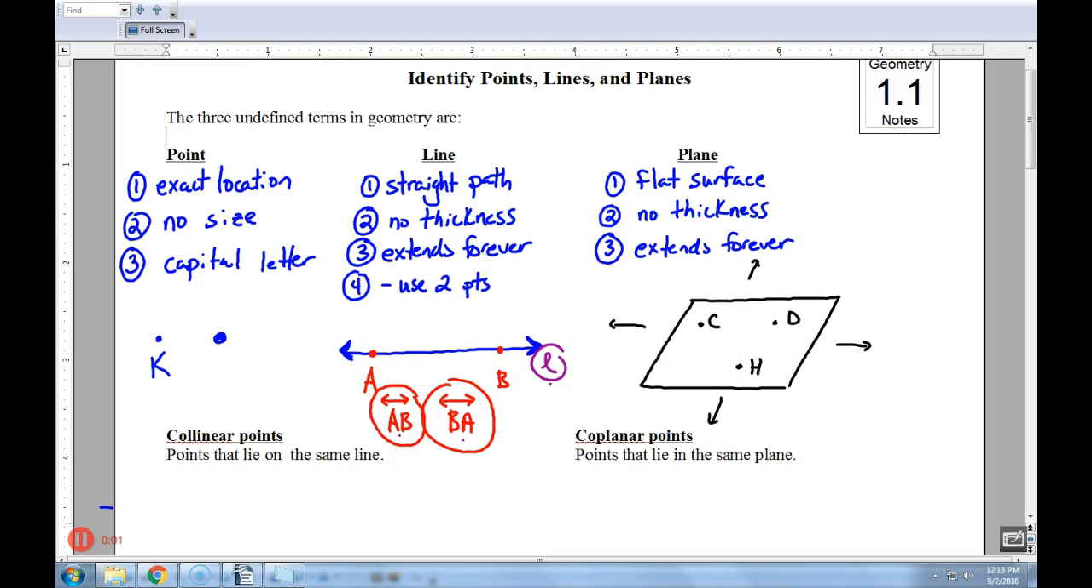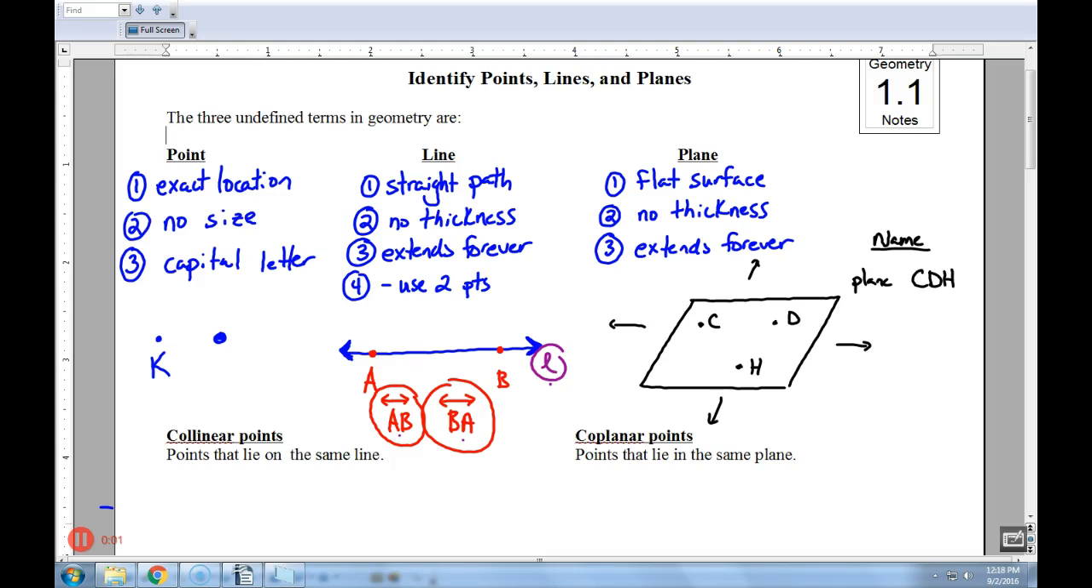And there's basically a plane with 3 points on it. And when I want to name it, how I name it is, I'm just going to call it plane CDH. And really the order of the letters is not important. I could have done HCD or DCH, however I want to.